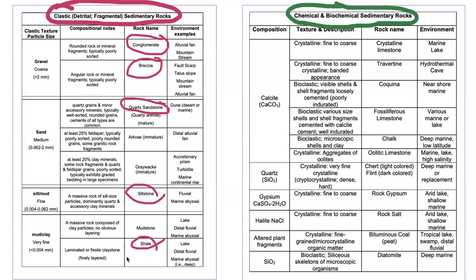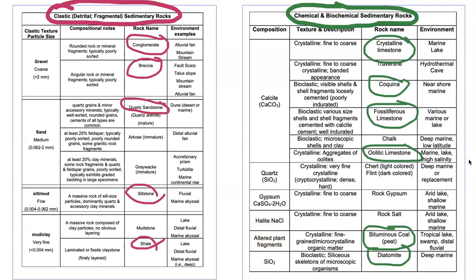Then we have the other group of sedimentary rocks that are produced by chemical or biochemical processes. And these are not named on particle size like those over here. These are named on composition. What is the rock made of? Is it made of calcite, in which case it's a limestone? Is it made of quartz, gypsum, halite, altered plant fragments, or silica? These are the names we're going to choose from for this lab.